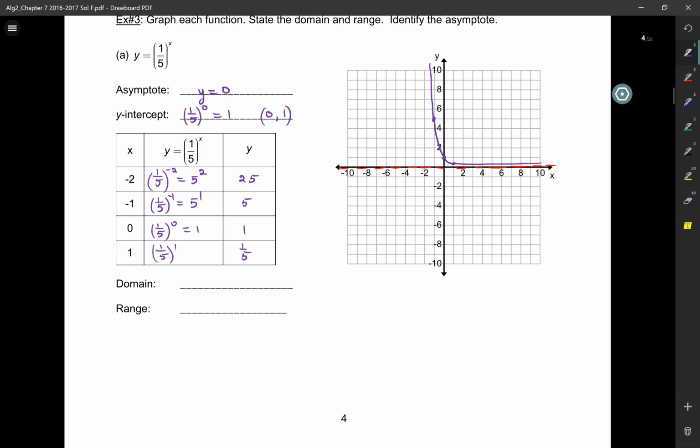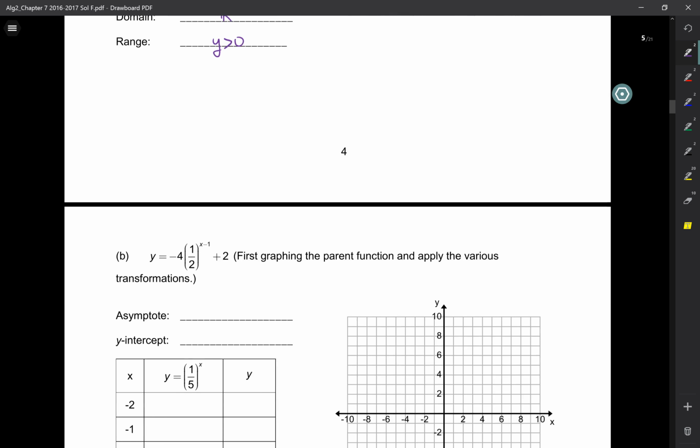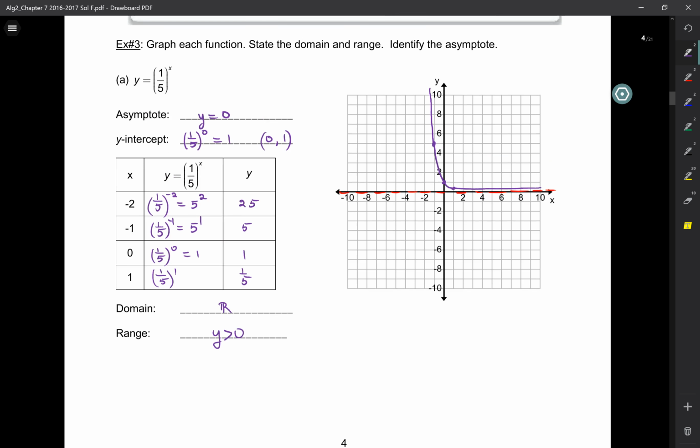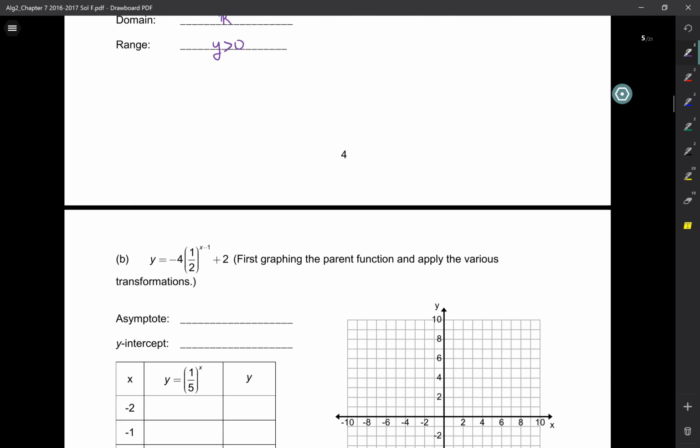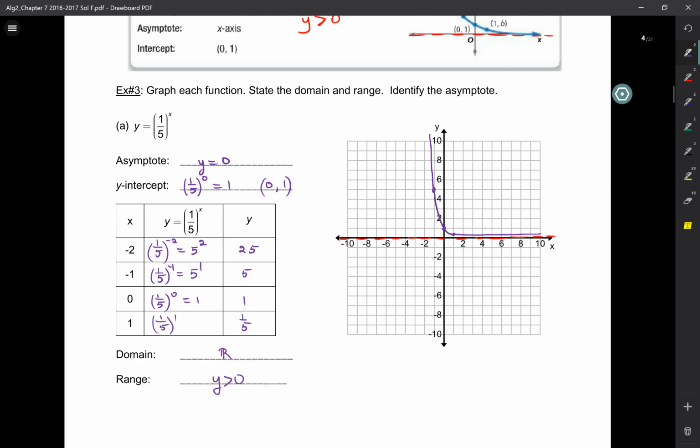Now, what is the domain? All real numbers. What is the range? Y is greater than 0. Okay, now, let's do one more. After the last 2, I got one more. I promise you, Maya, we're getting there. Yes.